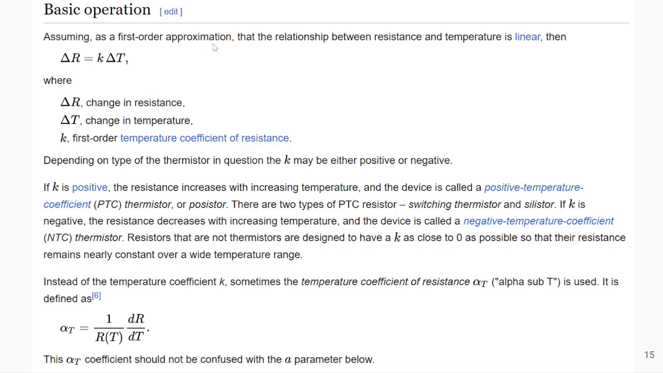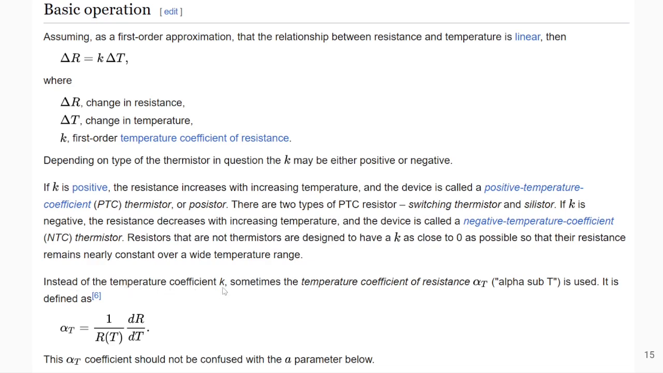Assuming a first order approximation, the relation between resistance and temperature for a thermistor is given like this. Delta R, the change in resistance, is equal to K times the change in temperature, and K is the first order temperature coefficient of resistance. Depending on the type of the thermistor in question, K may be either positive or negative. If K is positive, the resistance increases with increased temperature, and the device is called, again, the same thing as we talk about, PTC and NTC.